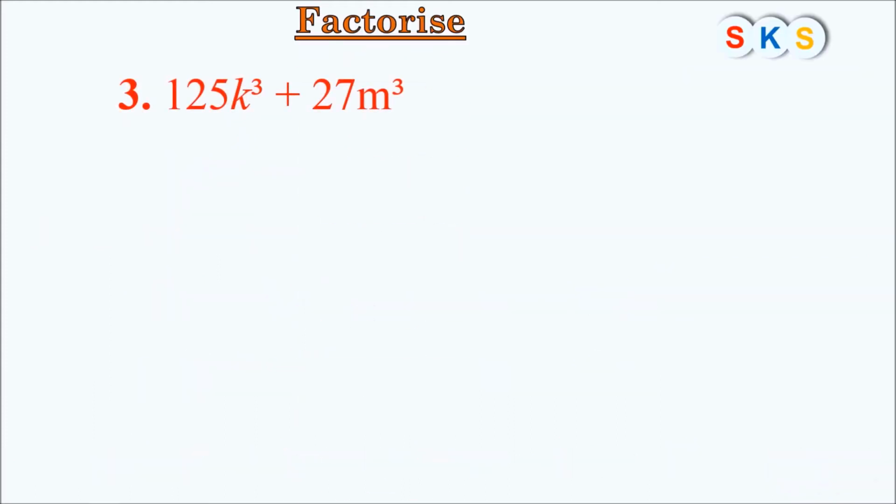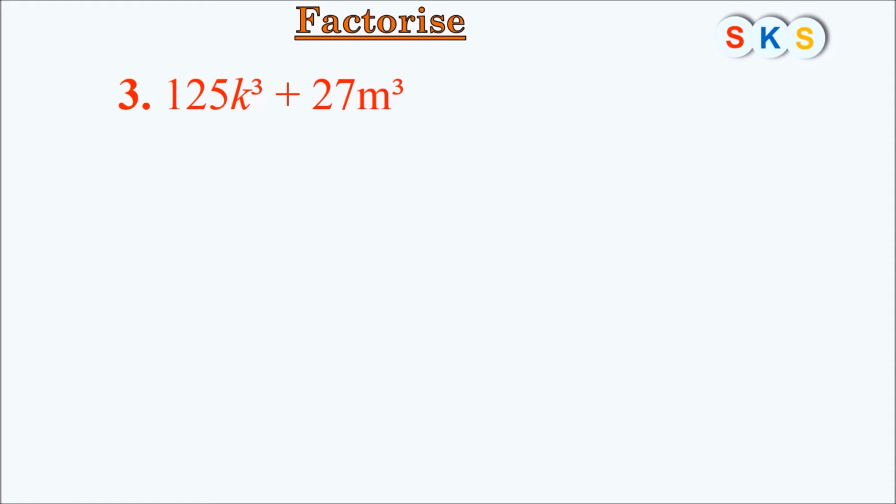Here we have question number 3, 125k raised to 3 plus 27m raised to 3. You can see the first term is cube of 5k, right? And this term is cube of 3m, right? 27 is cube of 3. So the first term is cube of 5k and the second term is cube of 3m. So we will write both the terms in the form of a cube plus b cube.